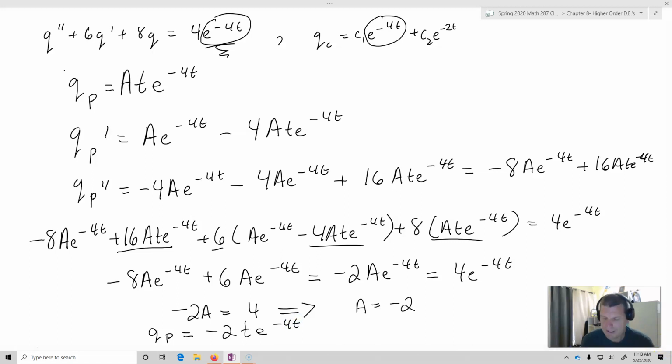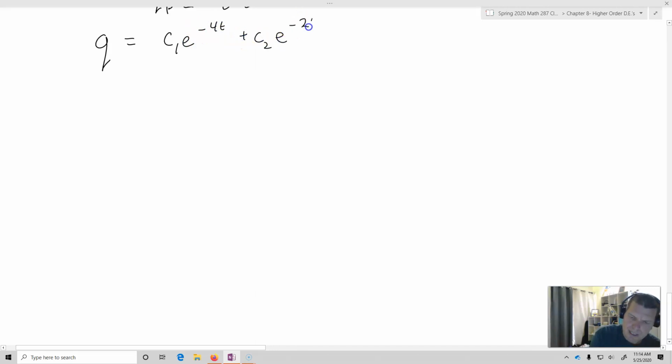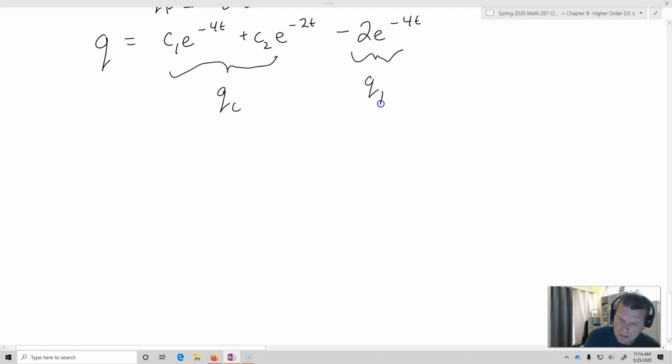Now let's take a look at the combined one and talk about its transient and steady state. My combined function, the charge Q, is going to equal C1 e to the negative 4t plus C2 e to the negative 2t minus 2 t e to the negative 4t. What we're going to talk about here is that this first part is QC, and this last part is QP.